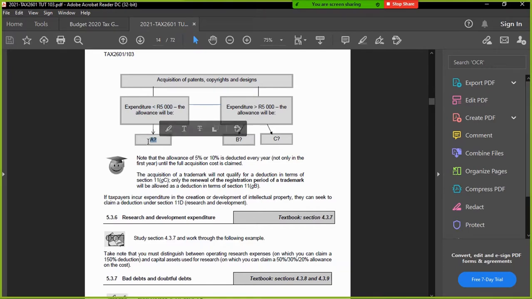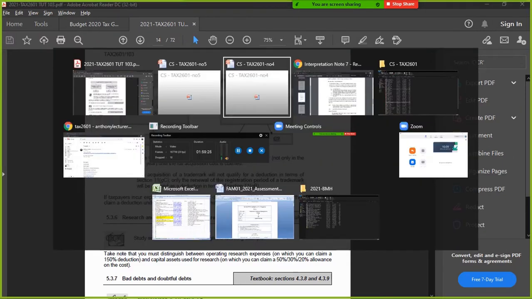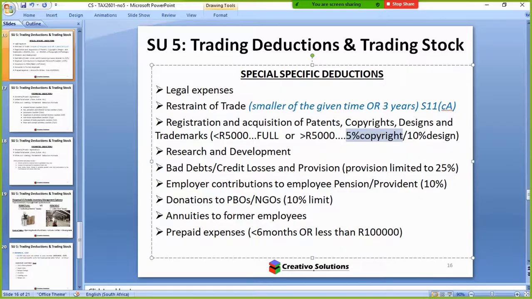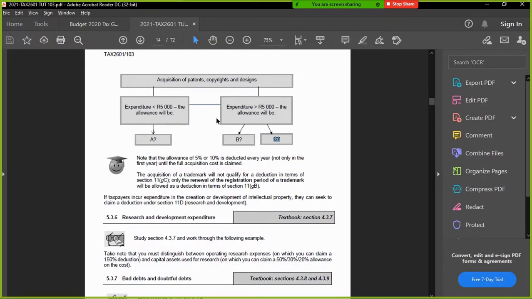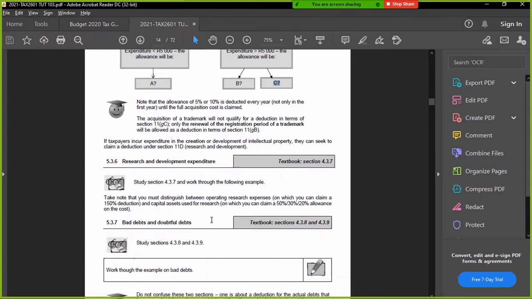A here will be full deduction. If it's less than 5,000, it's full. Expenditure greater than 5,000 could be B or C. If it's B, it'll be 5%. If it's C, it'll be 10%, depending on whether it's a design or a copyright. Yes, 5% for the copyright, 10% for the design, correct. So we've answered that. That comes out of the textbook, actually, but you can look at it in the legislation. The rest is fine here; they're just referring more to it.